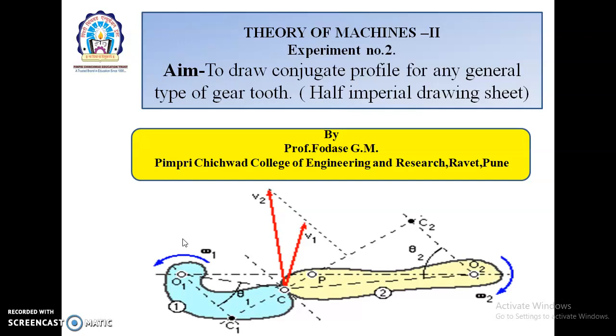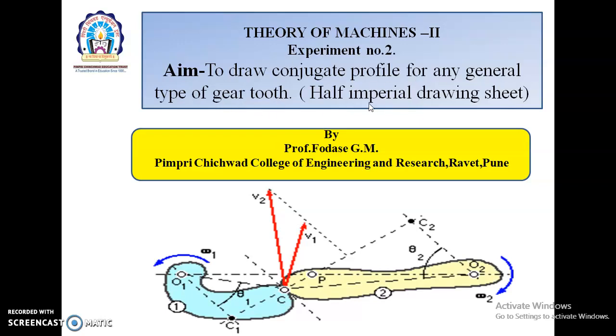Hello everyone. So today we'll discuss experiment number 2 of course Theory of Machine 2. For explaining this experiment, I made two videos. In the first video, I will explain the theory concepts required to understand the procedure of conjugate tooth profile drawing, while in the second video, I will explain the step-by-step procedure to draw a conjugate profile. So the aim of our experiment is to draw a conjugate profile for any general type of gear tooth selected.